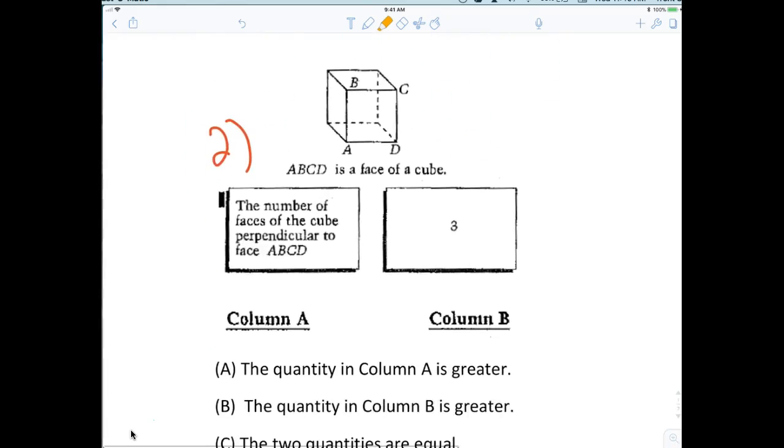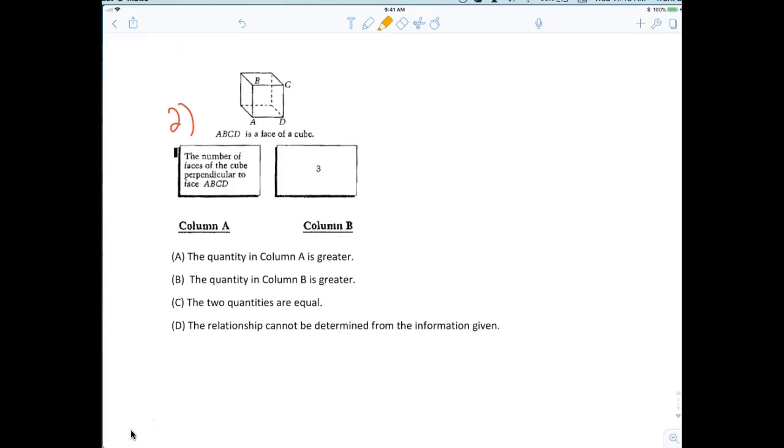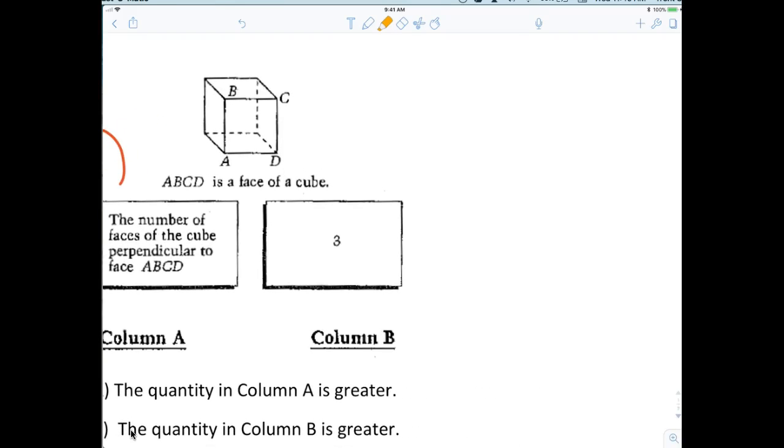Here we go for question number 2. It says ABCD is the face of a cube. All right. And a cube, remember, all sides are equal. Do we agree? All right. Now, it says the number of faces of the cube perpendicular to ABCD. So what I want to do now is I'm going to highlight ABCD, which is nothing more than the front of the cube. Does everybody agree with that? Now it wants to know how many faces are perpendicular to the cube. Anybody tell me? 2. What did you get, Colin? 4. Anybody else? 4.